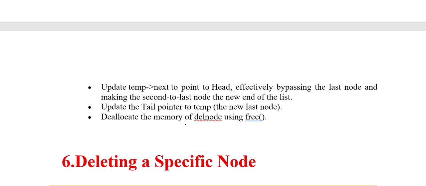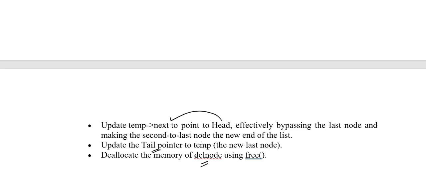So del node is equal to temp of next. After that, temp of next is equal to head, I have to assign, and finally update the tail pointer also by using temp, and at the end you have to delete that del node. So that's all about deleting at the end of the list.